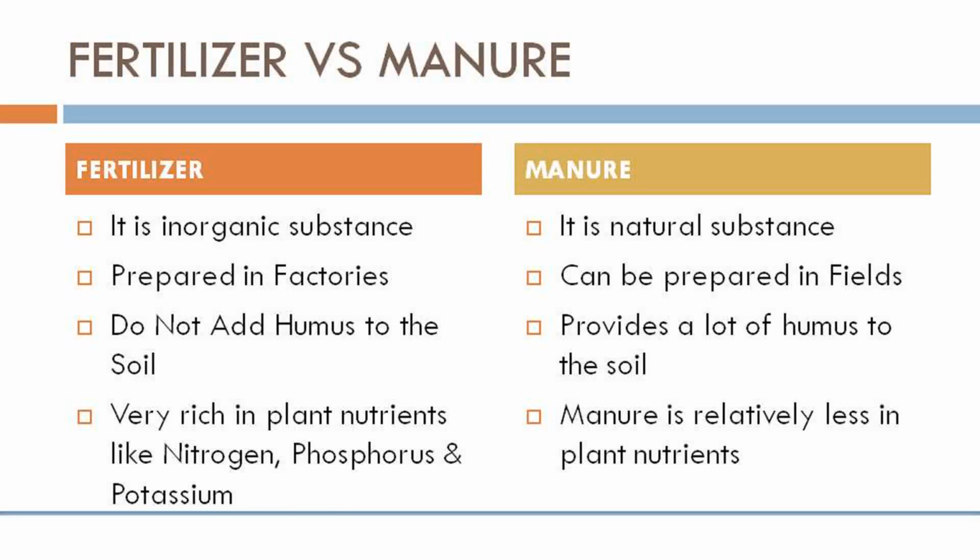Fertilizers and manures differ from each other. Fertilizers is inorganic substance, whereas manure is a natural substance. Fertilizers may be prepared in factories and they do not add humus to the soil, whereas manure can be prepared in the fields and provides a lot of humus to the soil. Fertilizers are very rich in plant nutrients like nitrogen, phosphorus and potassium, and this is the place where manure has a disadvantage that it is relatively less in plant nutrients.